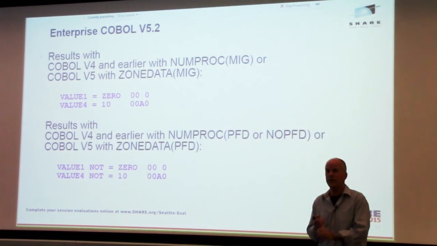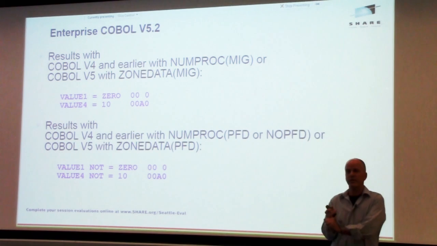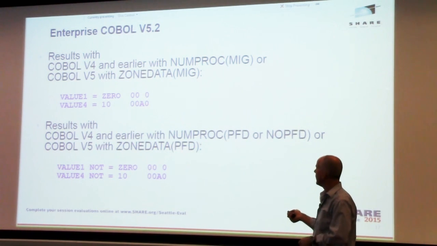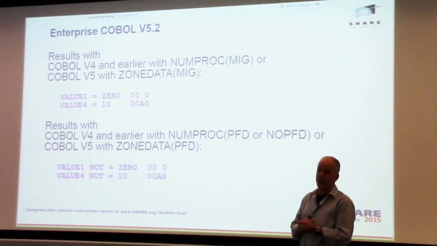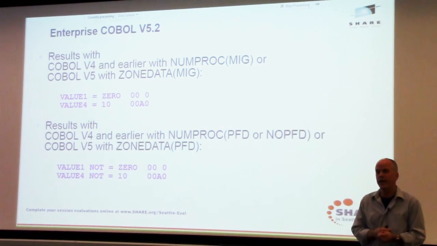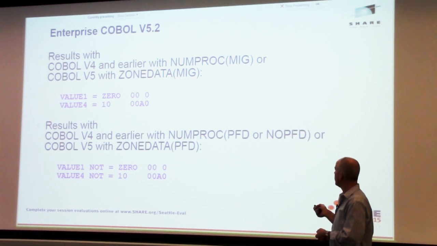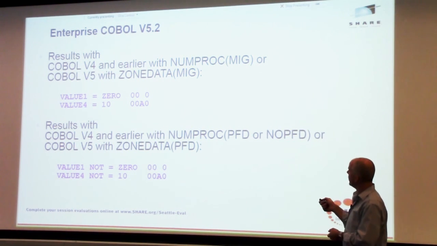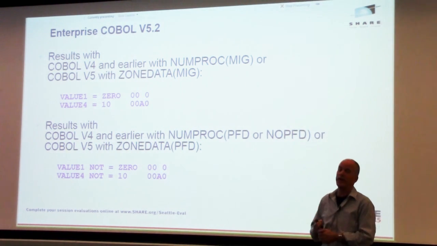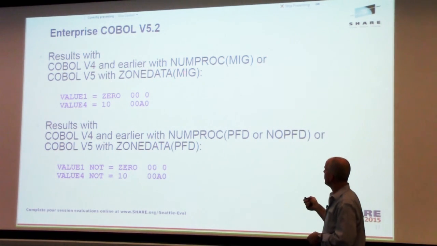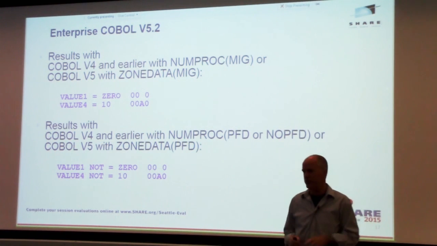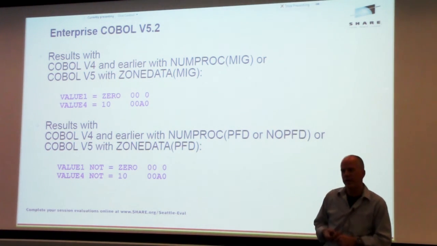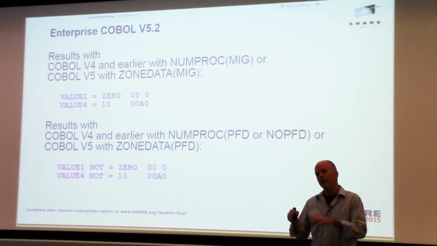PFD is preferred, says all of my zone data is perfect, so optimize away and run as fast as possible. And no PFD says I have bad data and I'm coming from NUMPROC no PFD. And zone data MIG says I have bad data and I'm coming from NUMPROC MIG. It's way too confusing and messy for me, but it's the best we can do.